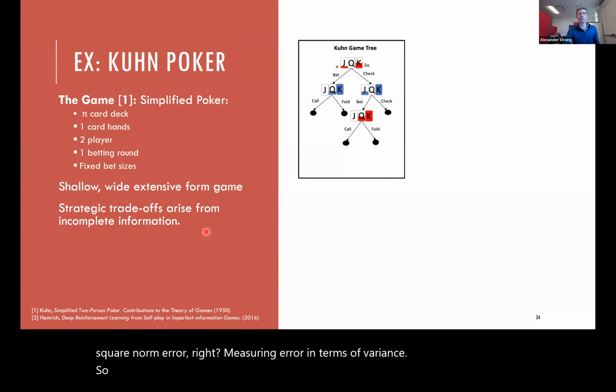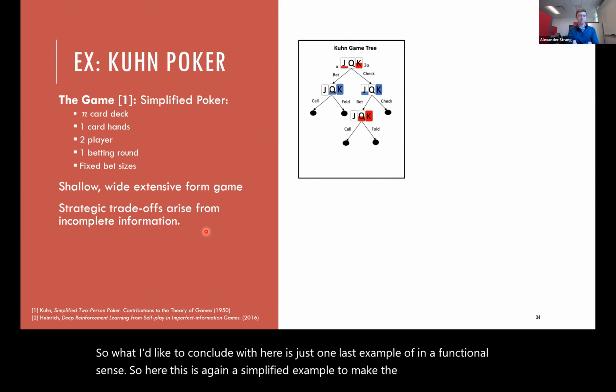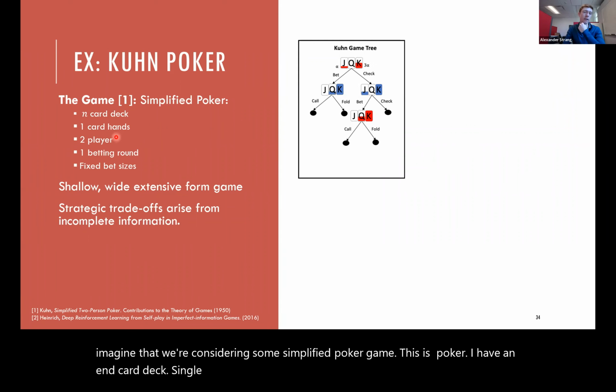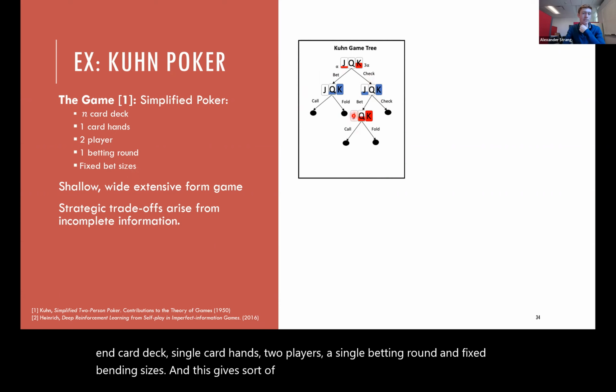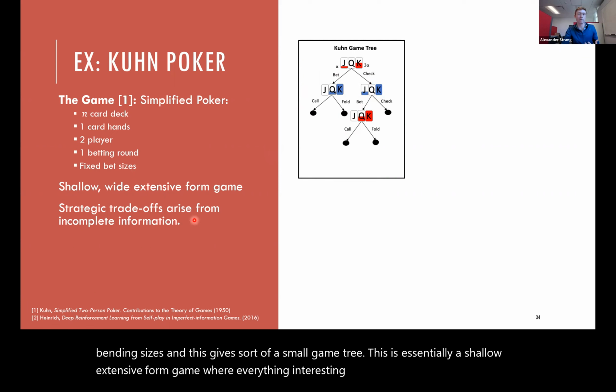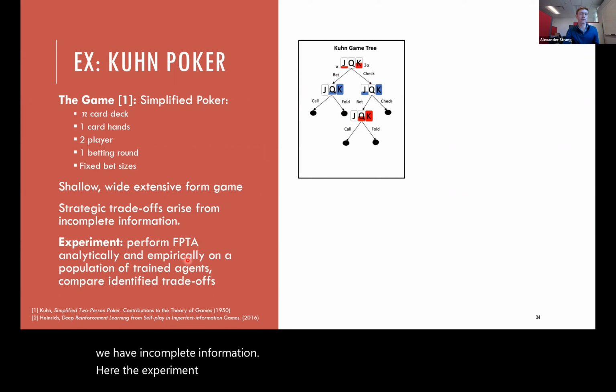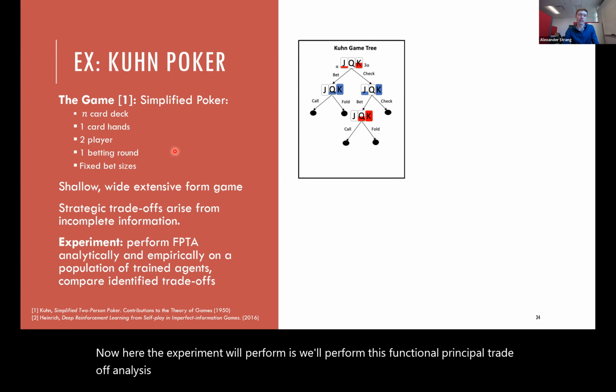Okay, so what I'd like to conclude with here is just one last example of doing this in a functional sense. Again, this is a simplified example to make the story clean. We'll imagine that we're considering some simplified poker game. This is Kuhn poker. I have an N card deck, single card hands, 2 players, a single betting round, and fixed betting sizes. And this gives a small game tree. This is essentially a shallow, extensive form game where everything interesting arises from the fact that we have incomplete information.